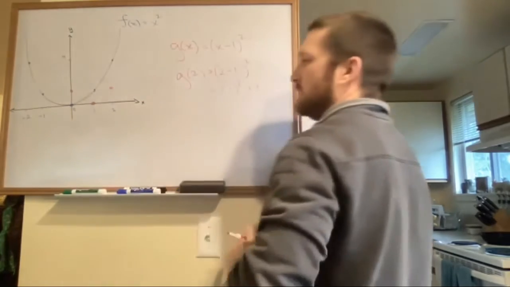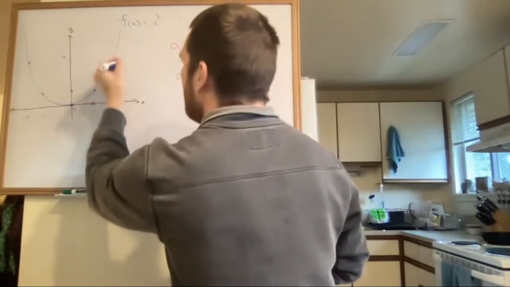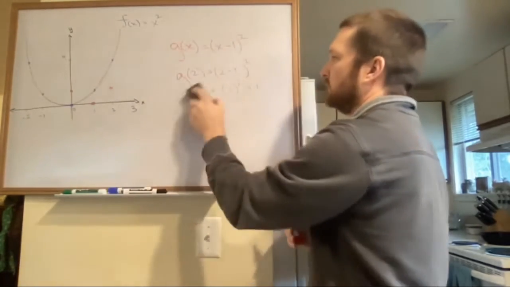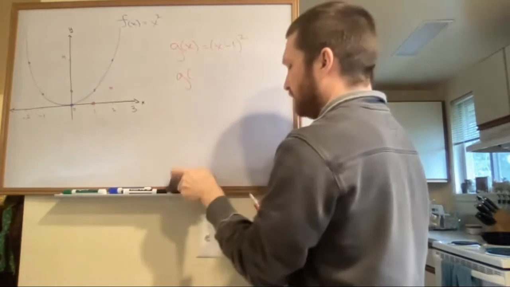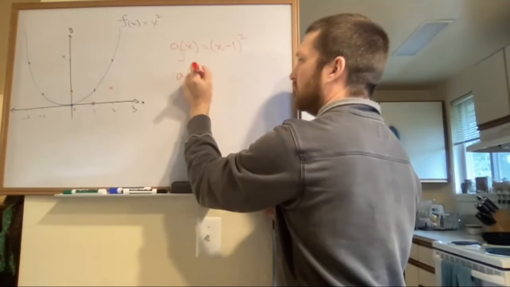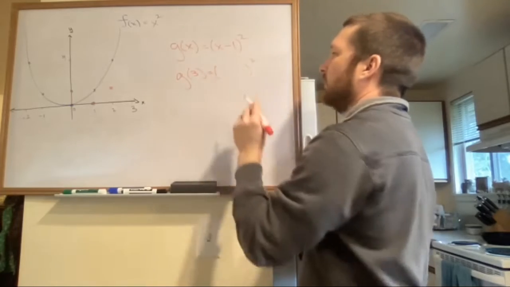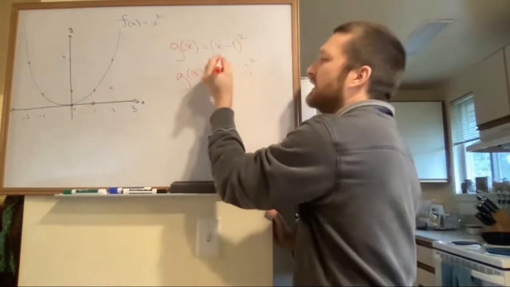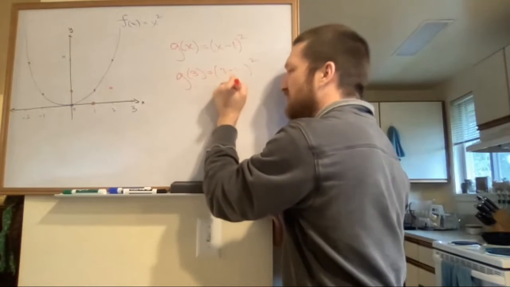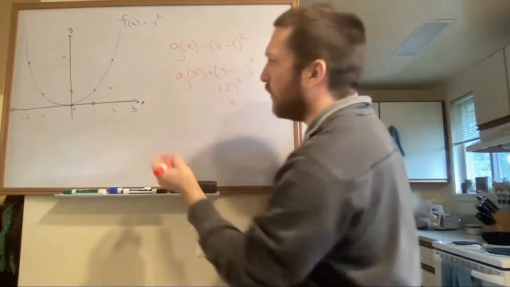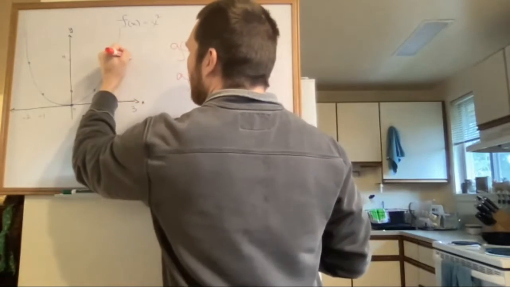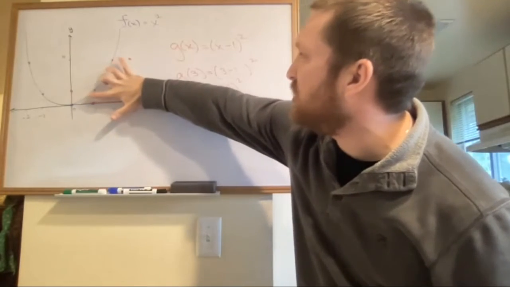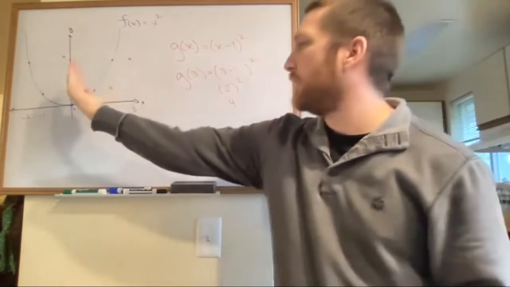Let's do one that we didn't do last time. Let's say I plug in a 3. What is g of 3? 4. Yeah, it is, because 3 minus 1 is 2. You square that and you get 4. In fact, it's starting to look like we just took all of these points right here and shifted them to the right by 1 unit.